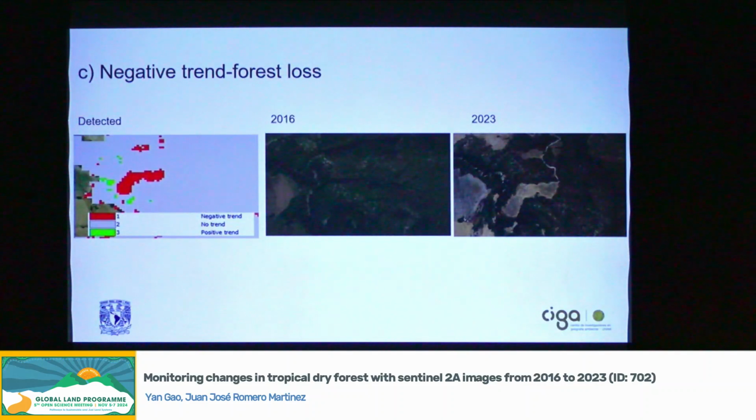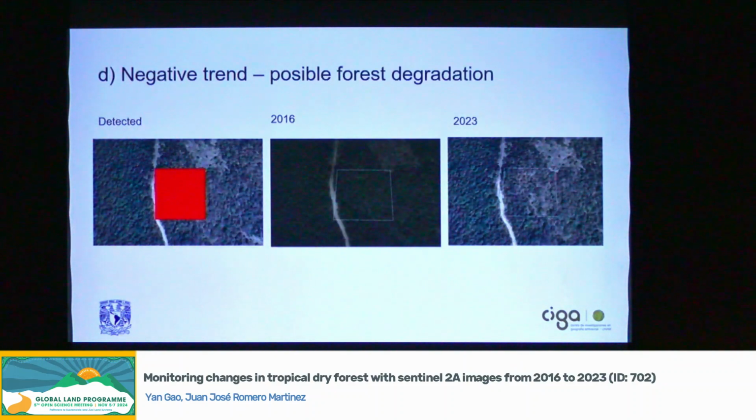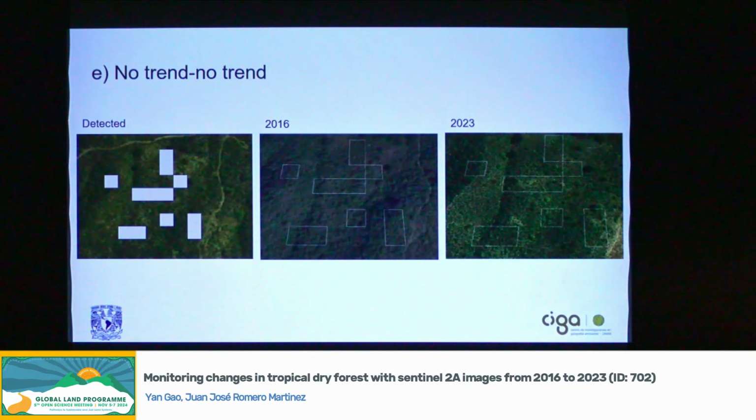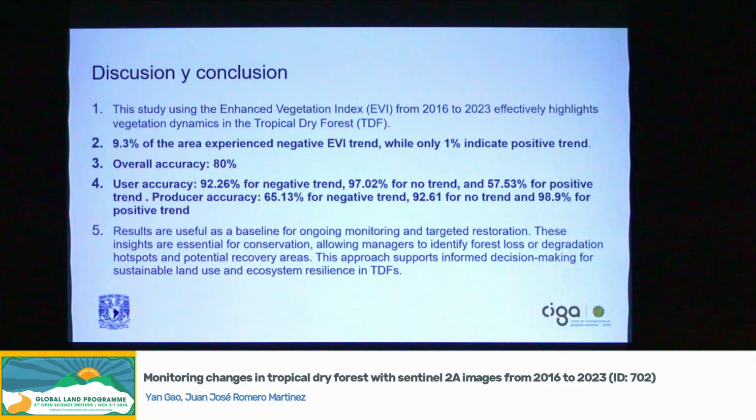Here is a negative trend detected, as you can see. In the beginning period it was covered by forest, and the next is a forest loss, which is being used as shifting cultivation. And those are some examples of no trend area. So the general conclusion is that for the study area, there are more negative trend areas detected than positive trend, seemingly indicating more forest loss than forest gain.